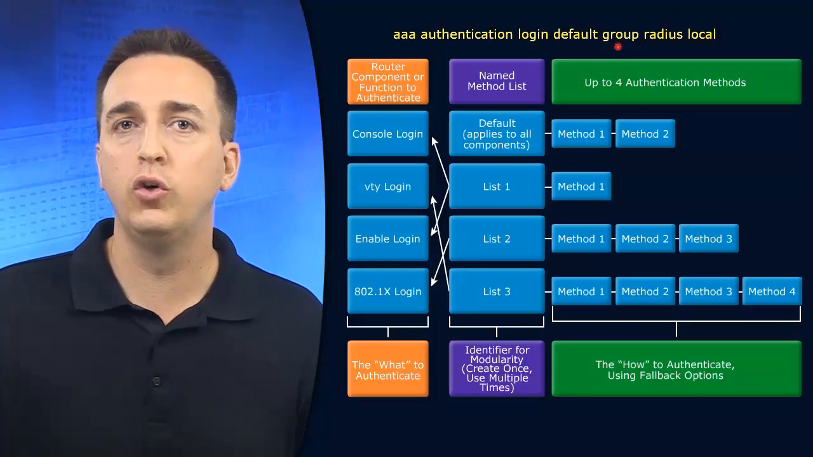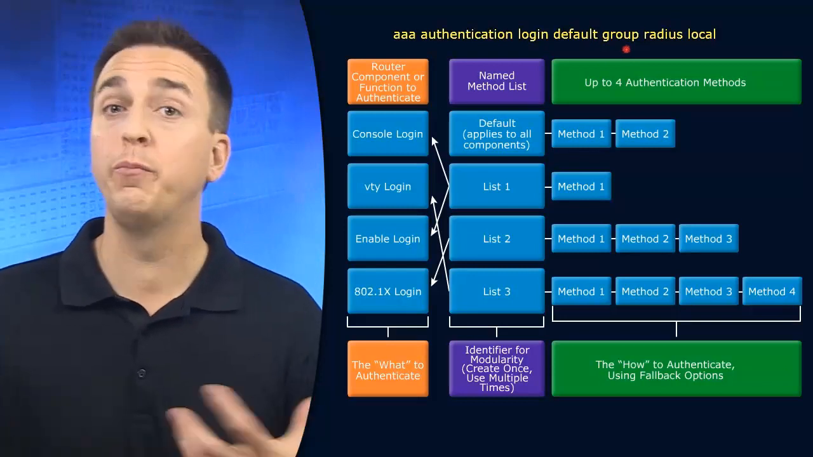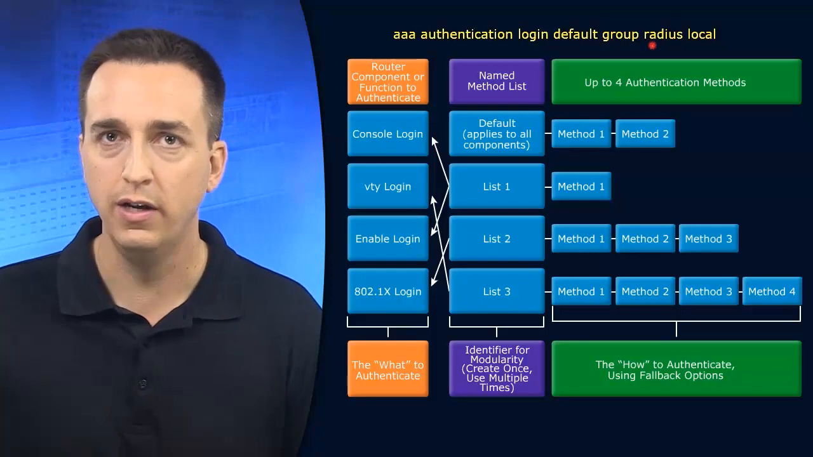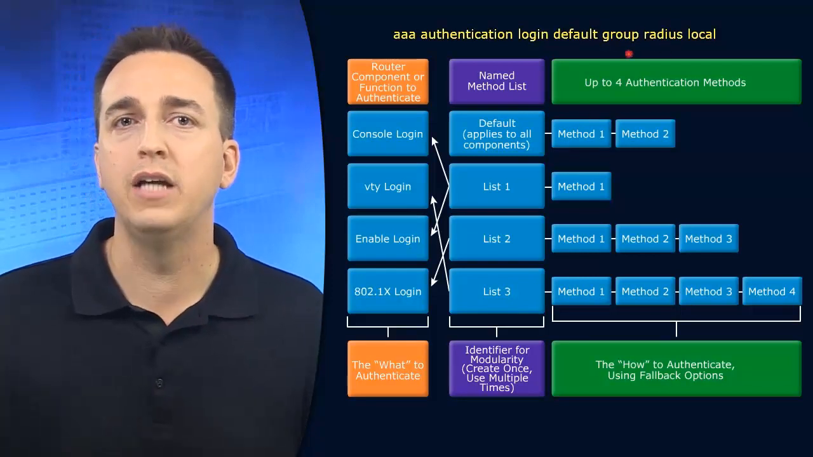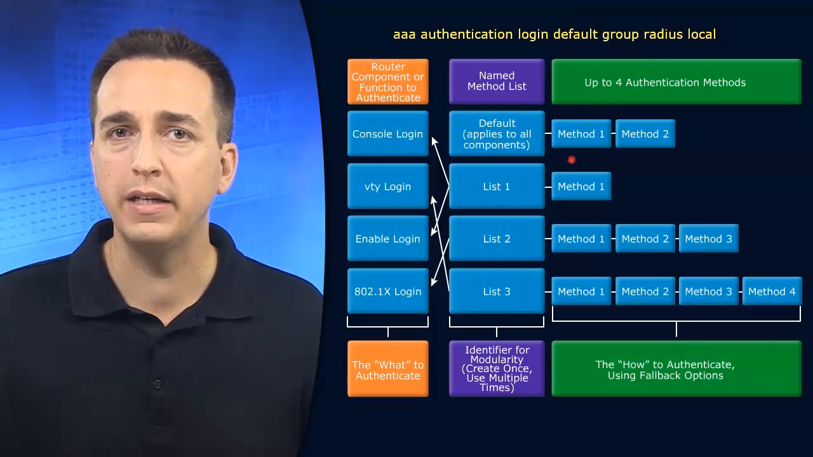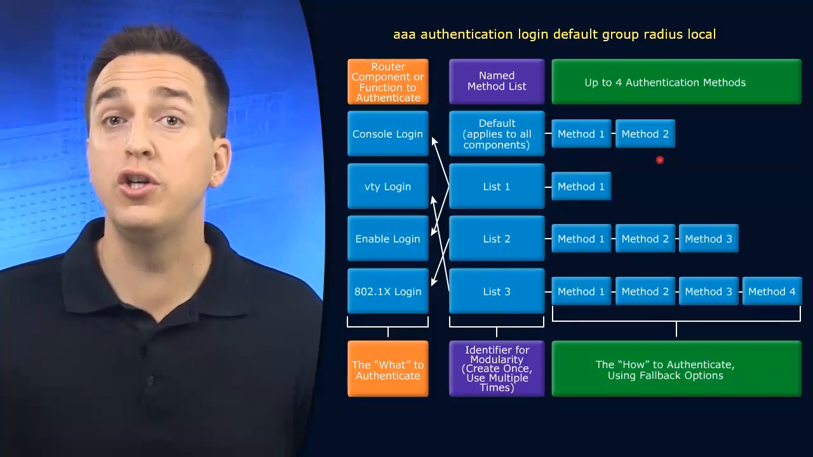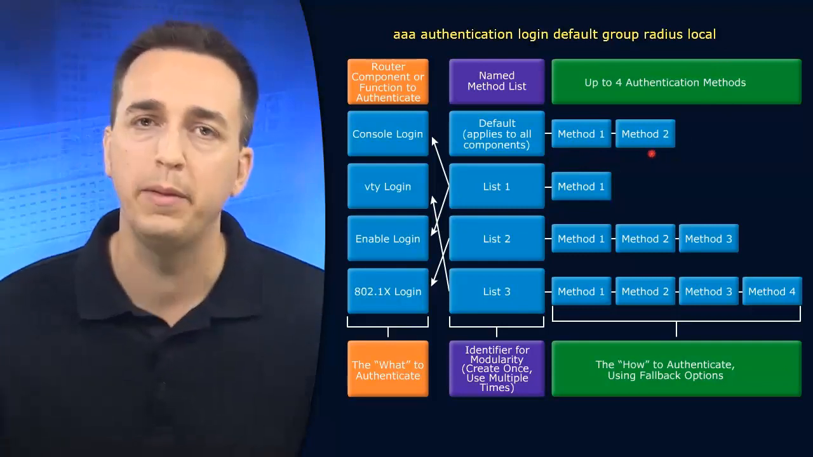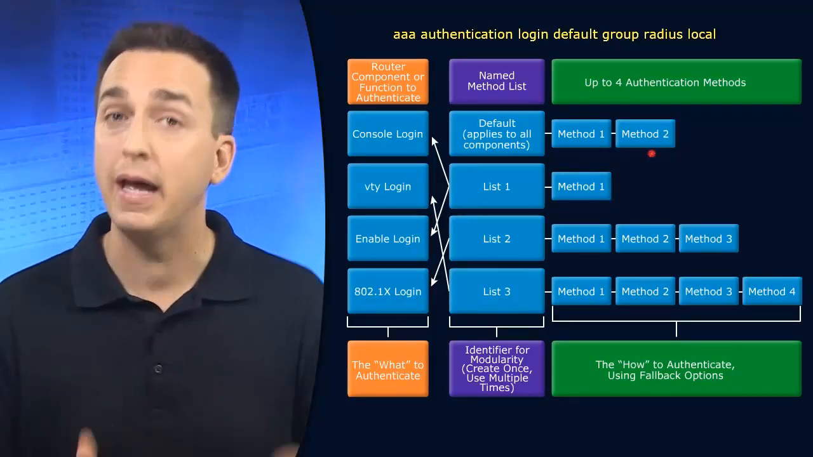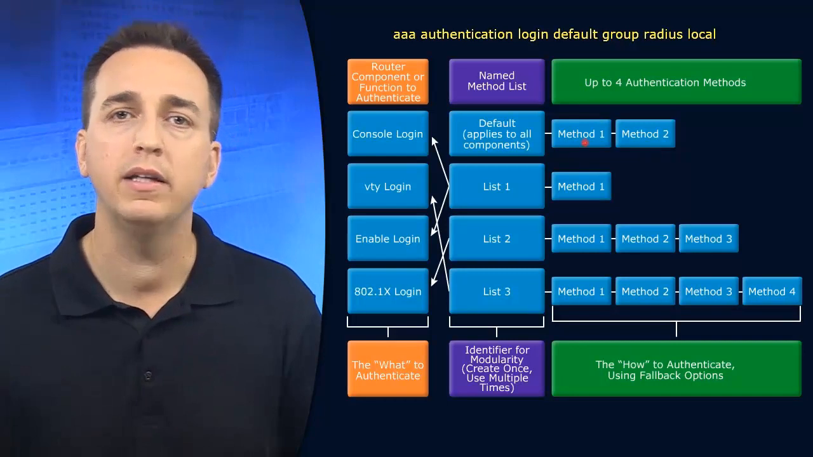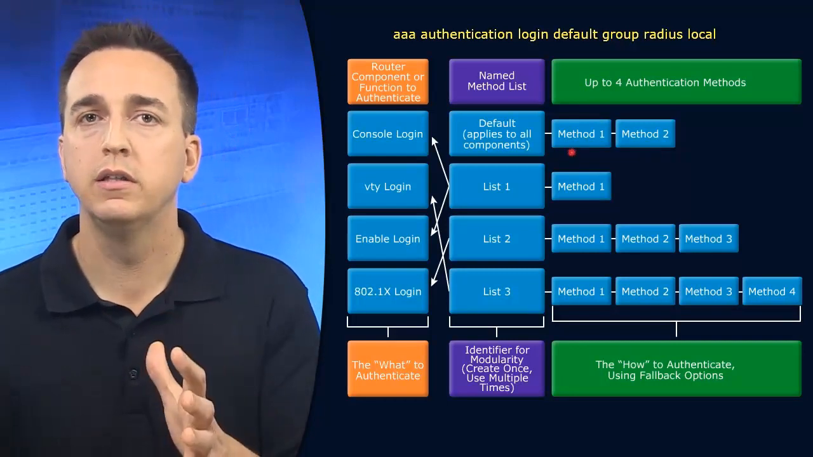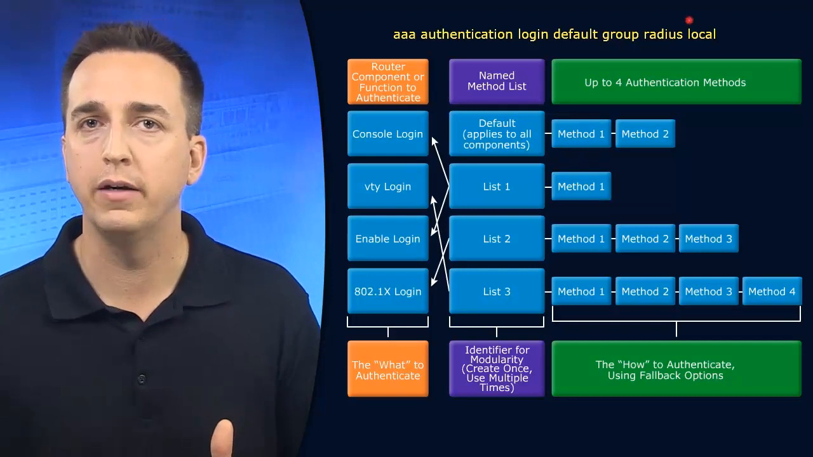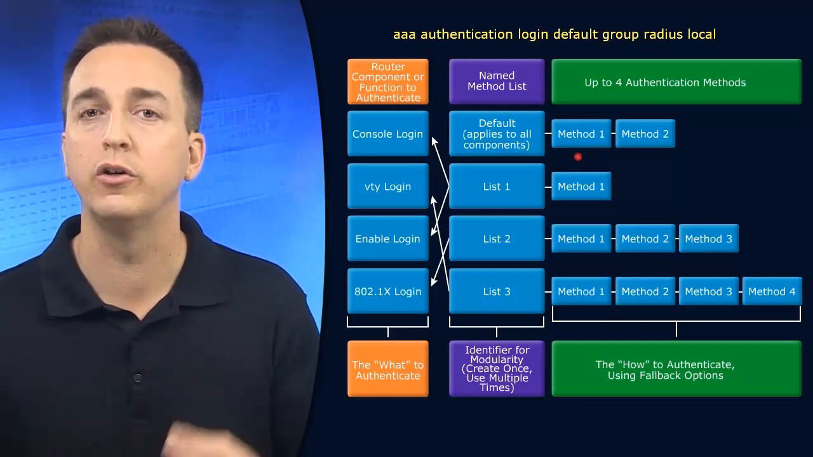So when you type in group, what are you referring to? Well, a group of servers, a group of Radius servers, or a group of TACACS Plus servers. So for example, this would be method number 1 right here, and then method number 2 would be local. So use the local username and password database. So why specify multiple methods? Well, in this case, method number 1 is going to be utilized, and that is the Radius servers that I have listed right here. So whatever Radius servers are in that particular group are going to be utilized.